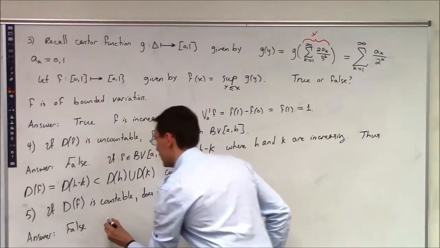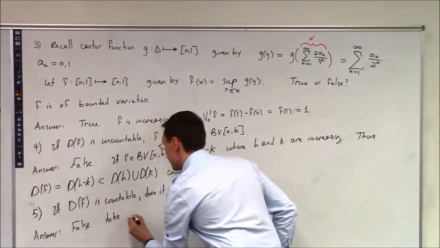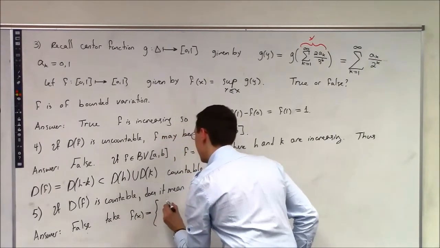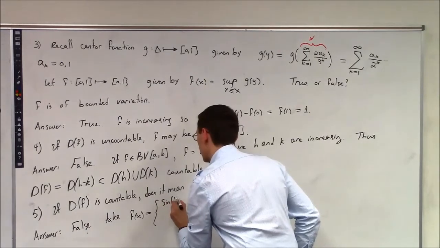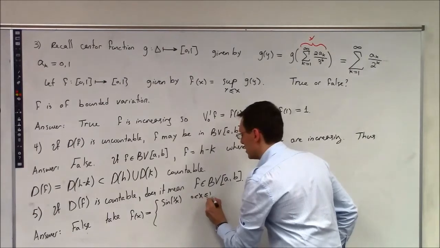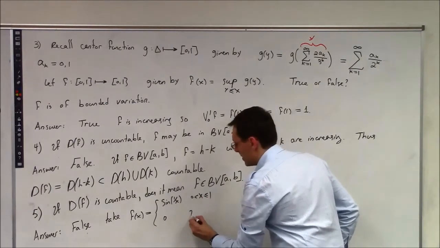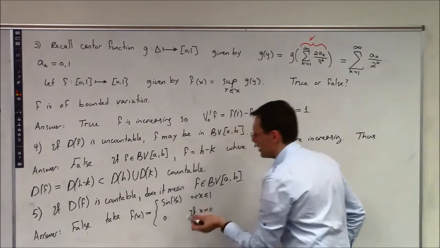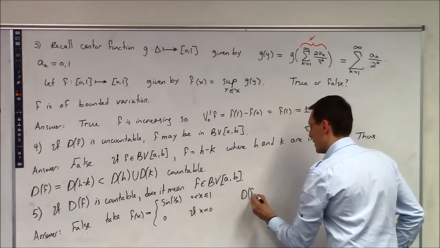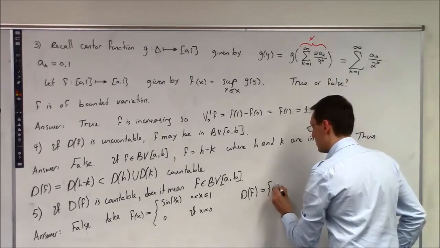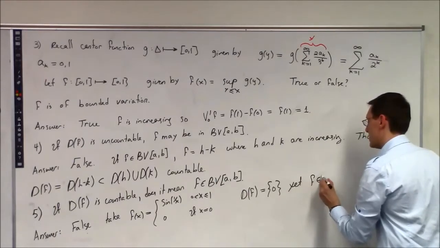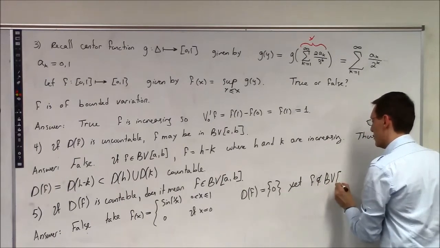False. Take f of x to be sine of 1 over x, where x is bigger than 0 and less than or equal to 1, and 0 if x is equal to 0. I didn't bother giving you a continuous function. But the set of discontinuities of f is just 1 point. Yet f is not of bounded variation.